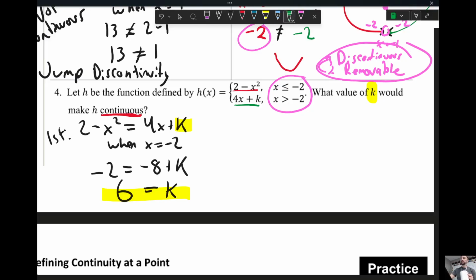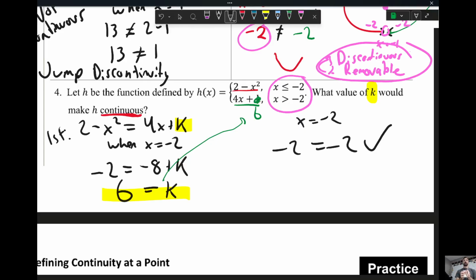And then, of course, if this was a test, and you finished and you had an extra 10 or 15 minutes, you could plug it in here and just make sure that it does actually work. Make sure you don't have a careless arithmetic mistake like I had a question or two ago. At x equals -2, this would be 2 minus 4, and this would be -8 plus 6. That's what I wanted. I wanted them to be equal. You good with that, Buzz?